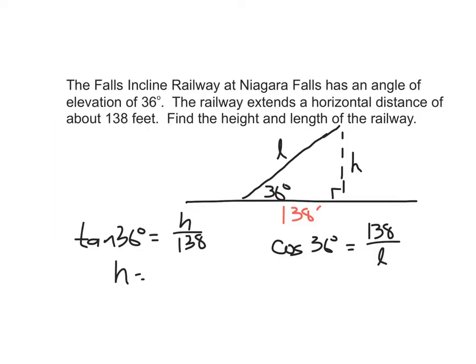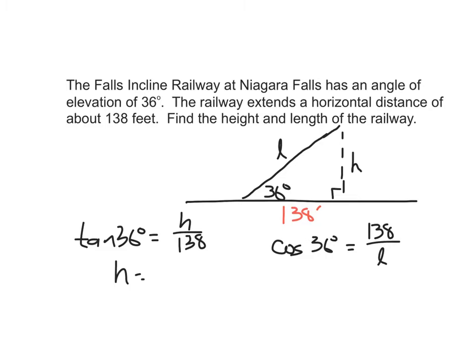All right, last slide. The Falls Incline Railway at Niagara Falls has an angle of elevation of 36 degrees. The railway extends a horizontal distance of 138 feet. Find the height and length of the railway. Okay, now you can tell I did draw this picture. Obviously, I didn't put the little mountain or the Niagara Falls or the railway. I just drew a triangle.